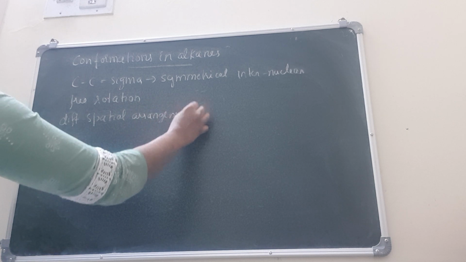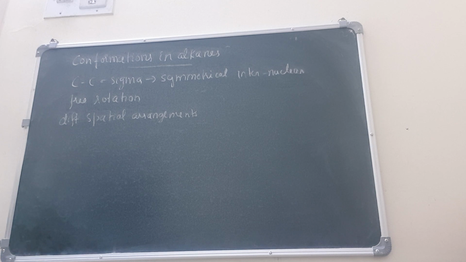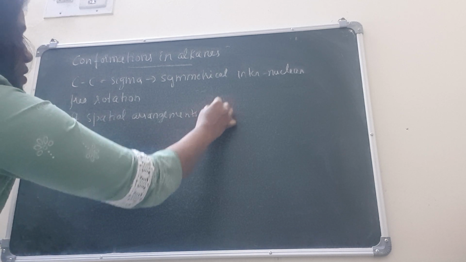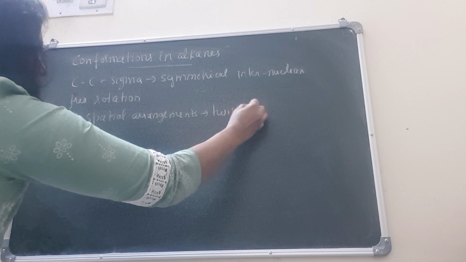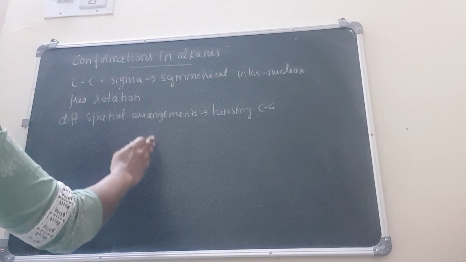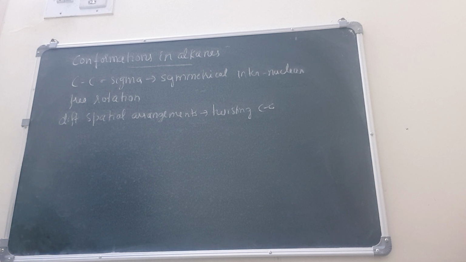I'll tell you. The carbon-carbon sigma bond is very symmetrical in case of alkanes, symmetrical about the internuclear axis, and this allows free rotation, and because of that it results in the formation of different spatial arrangements that can change gradually. Okay, and when this arrangement happens, it results in the twisting of the C-C bond. This spatial arrangement, what you see, is because of twisting of the C-C bond, and that is what we call conformations.